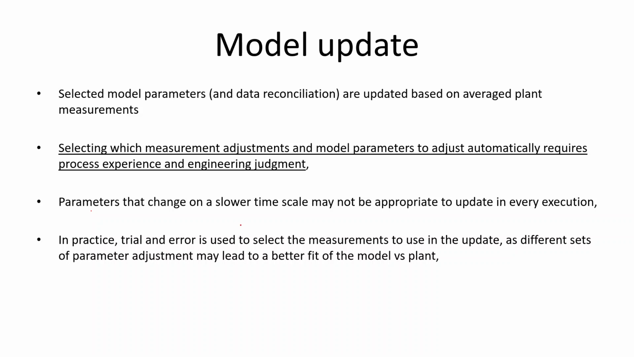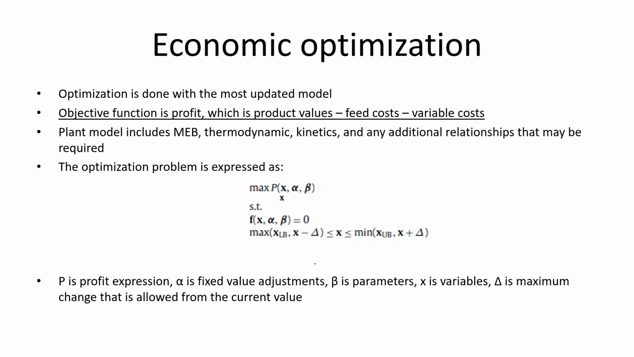Parameters that change on a slower time scale may not be appropriate to update every time. In practice, we have to do trial and error to get a better fit between the plant and the model. Once we update the model, we then use it to optimize the profitability of the plant. So we only do the optimization using the most updated model.